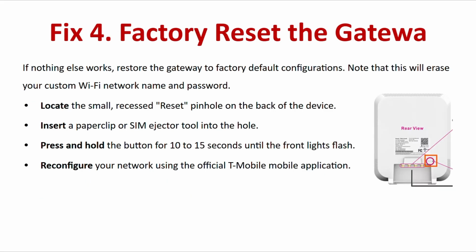Fix 4. Factory reset the gateway. Locate the small recessed reset pinhole on the back of the device, then insert a paper clip or SIM ejector tool into the hole. Press and hold the button for 10 to 15 seconds until the front light flashes. Then reconfigure your network using the official T-Mobile application.